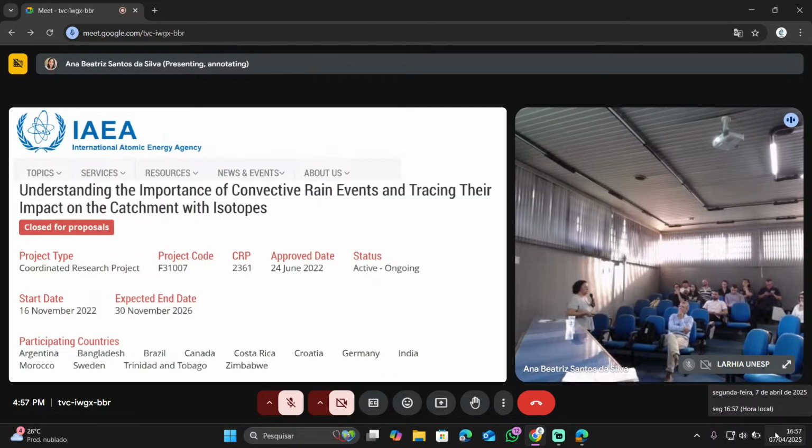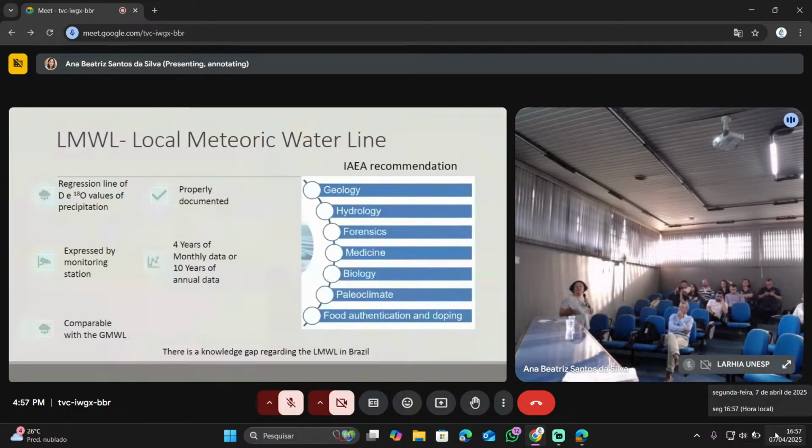As Professor Didier mentioned, my research group is integrating this CRP, this coordinated research project from the International Atomic Agency, that involves all these countries, and we study convective rain events, and we are trying to assess the impact in some catchments. And I will talk more about the local meteoric water line, which, as you know, is a regression line that involves the deuterium and O18 isotopes.